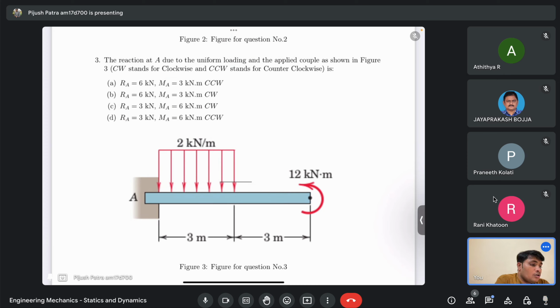How? So it's 2 kilonewton per meter. Okay. So the net force which is acting due to this distributed load is 2 into 3, because it's distributed over a length of 3 meter. So that means 2 into 3 is 6 kilonewton is the total force which will act at the centroid of this portion. It will act at 1 point.